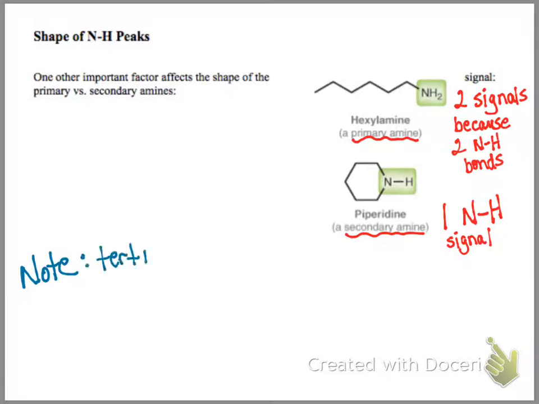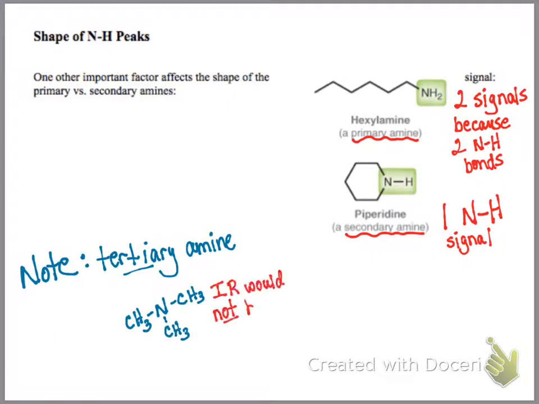So there's some examples of that coming up. Just as a note, tertiary amines, which are amines that have no hydrogens, they have 3 carbon groups, cannot be detected in the IR because there's no N-H peak to look for.